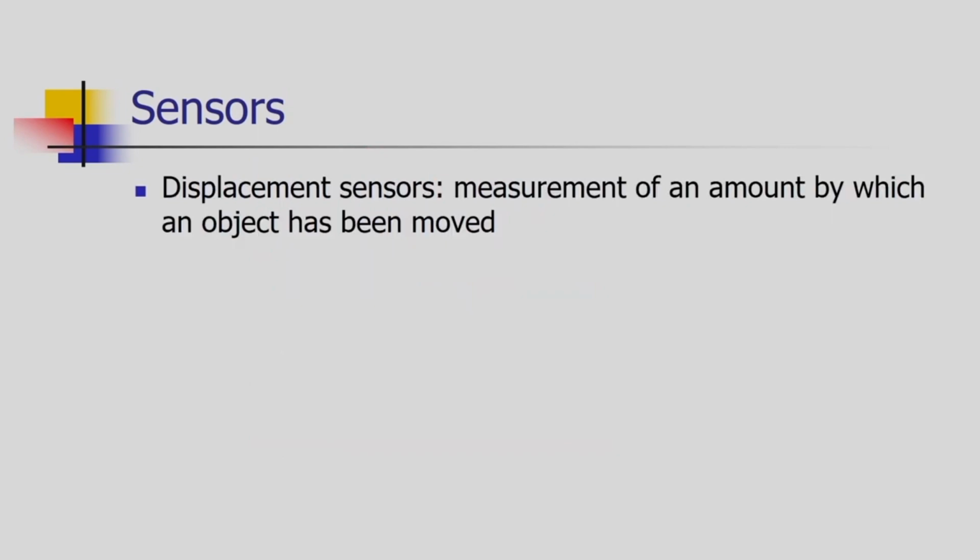Now, let us come to our first group of sensors, that is displacement, position and proximity sensors. As I mentioned, we need to measure the amount by which an object has been moved. This object may be the mechanism or the element of a particular mechanism of a machine or an equipment, or it may be the object. So, we need to measure the displacement, we need to track the displacement, we need to record the displacement.